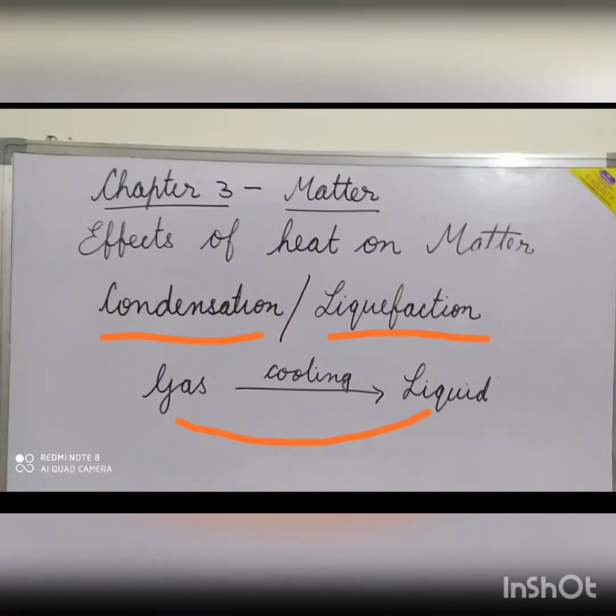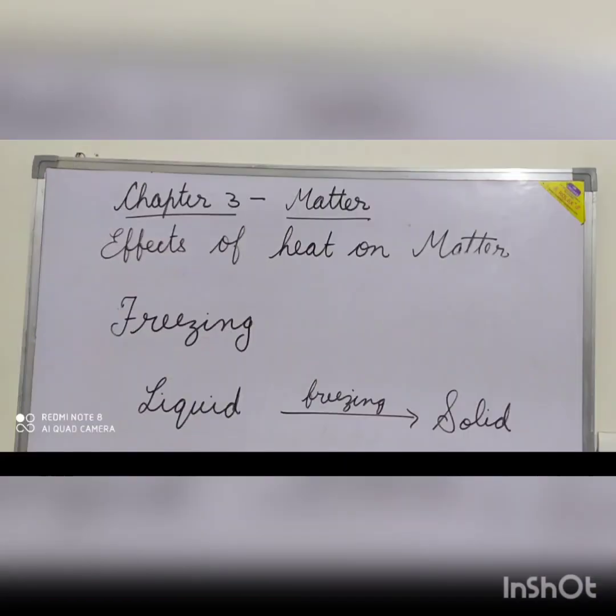Next change of state of matter is freezing. It is a process in which a liquid changes into its solid state at a constant temperature by releasing heat. The constant temperature at which the liquid changes into the solid state is known as freezing point.